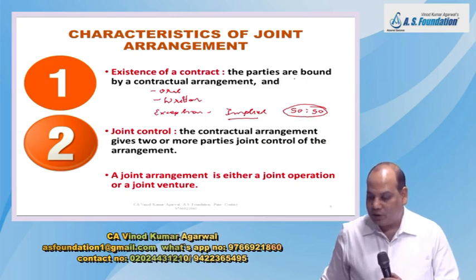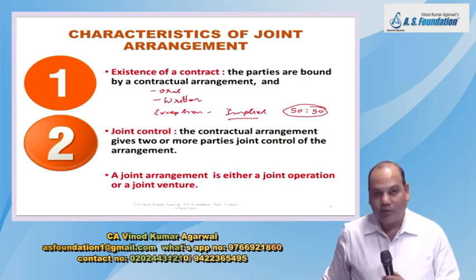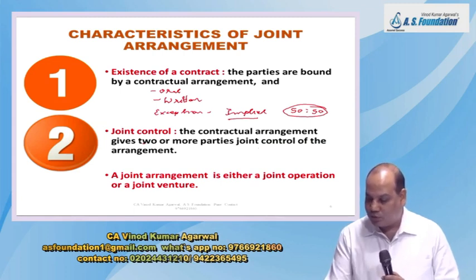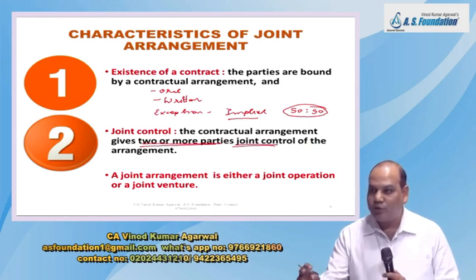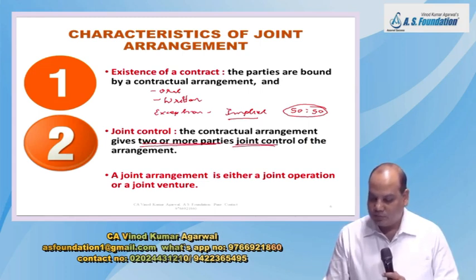So therefore the parties are bound by a contractual arrangement. They have to take unanimous decision. Then they should have joint control. First there must be a contract, and second there must be a joint control. That is, contractual agreement gives at least two parties joint control of the arrangement. That means these two or more parties who have been given joint control, they must agree to a decision unanimously.